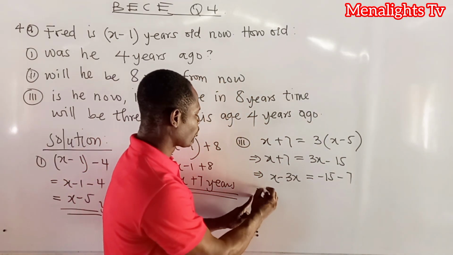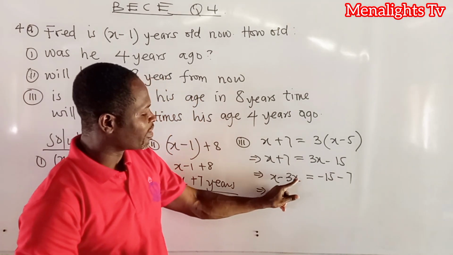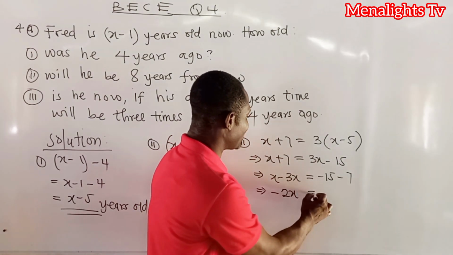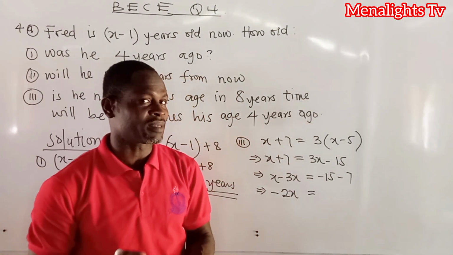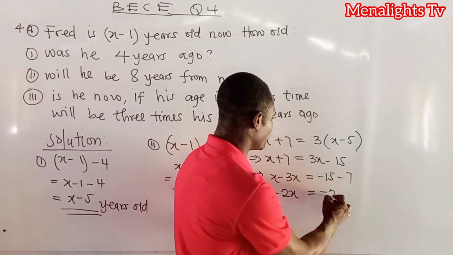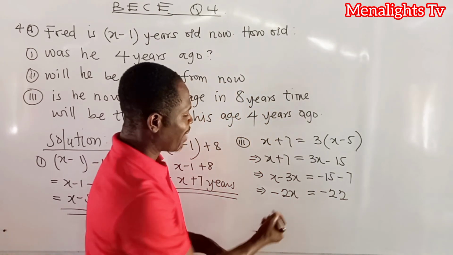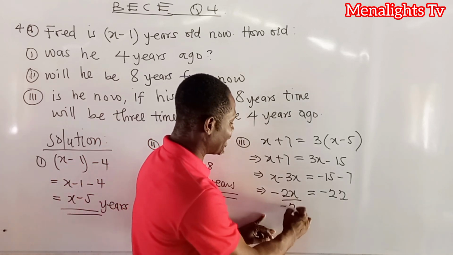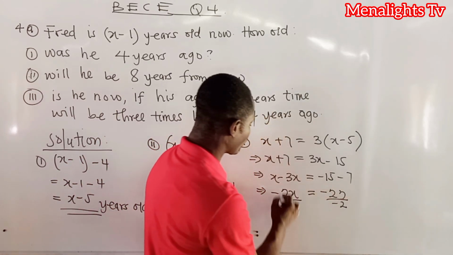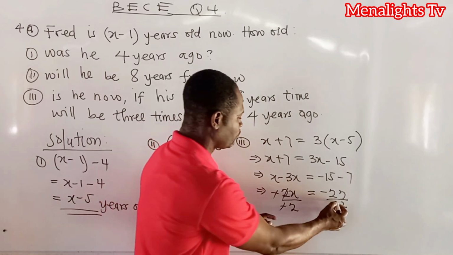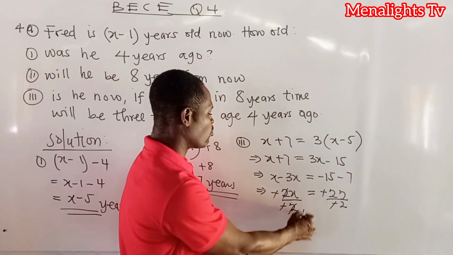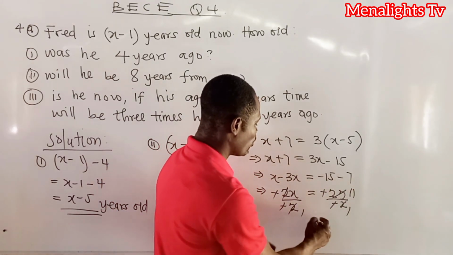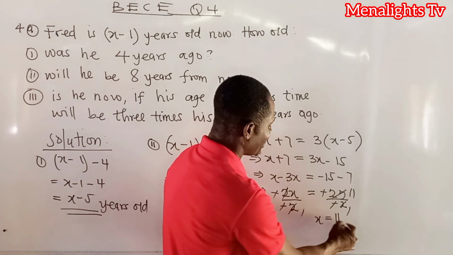So when you take negative 3x from x, we are left with negative 2x, which is the same as minus 15 minus 7, which gives us minus 22. So minus 22 here as well. You have to divide both sides by the coefficient of x, which is negative 2. So both sides are divided by negative 2. The negatives will cancel. Then 2 goes into itself once, and 2 goes into 22 eleven times, which means that x is equal to 11.